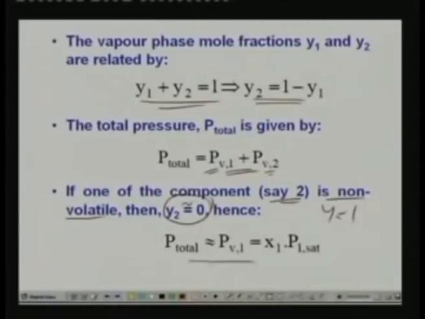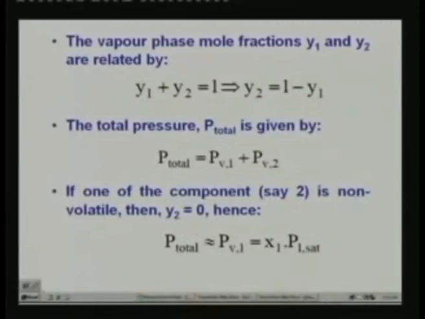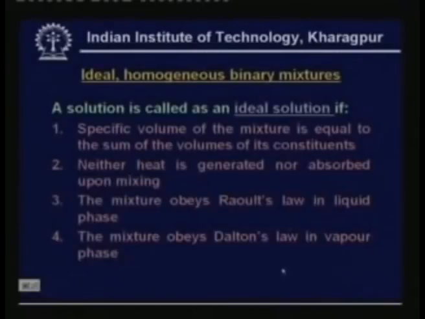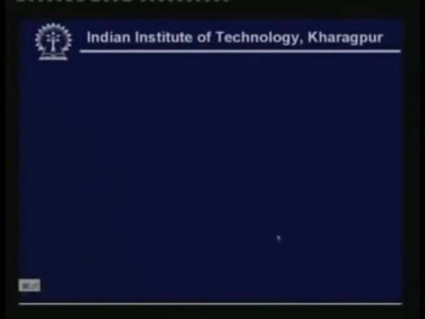So, in such a case, when you club Raoult's law and Dalton's law, you can very easily show that the total pressure exerted is simply equal to the vapor pressure exerted by component 1, which is equal to x1 into P1 sat. That means again, if you know the saturated properties for the volatile component, and if you also know the composition, then you can easily calculate the total pressure exerted. So, these are the ideal solutions.